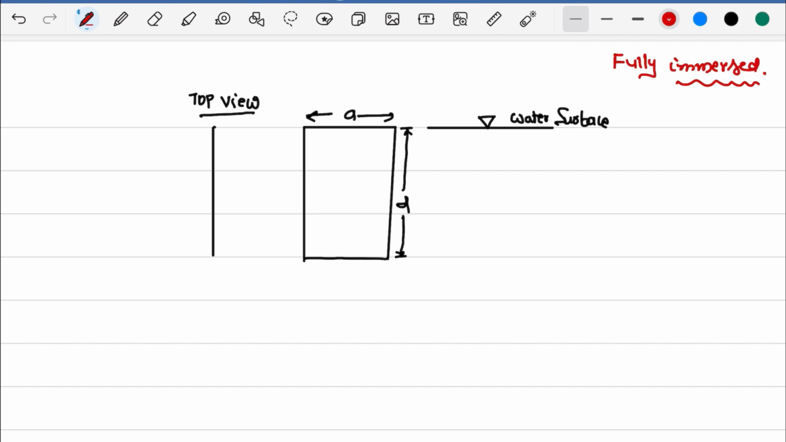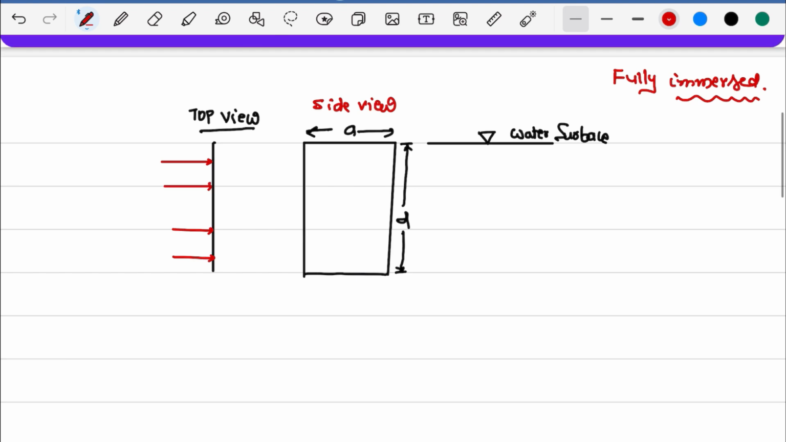It is the top view. It is the side view. When the top view and side view are like this, the pressure will be acting like this. Water is there, and water pressure will be acting this way.